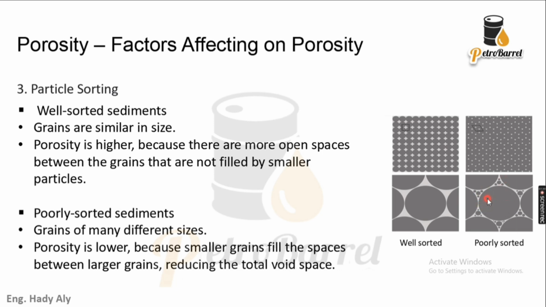So it gives me low porosity, or tends to be a non-porous formation. Why? Because based on well-sorted sediments, the grains are similar in size. So the value of the pore spaces volume is very high in comparison to this type.